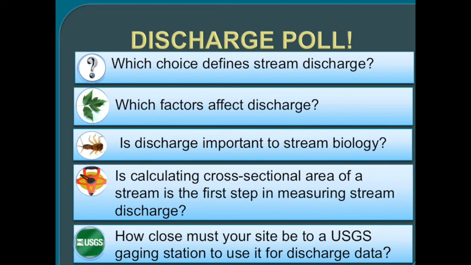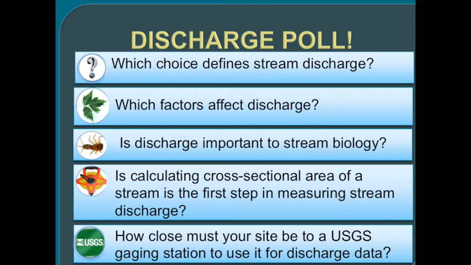Is stream discharge important to stream biology? And I would say you all rocked that answer because everyone said yes, that is correct. Calculating cross-sectional area of a stream is the first step in measuring stream discharge, and that is true. That is the first thing we do.